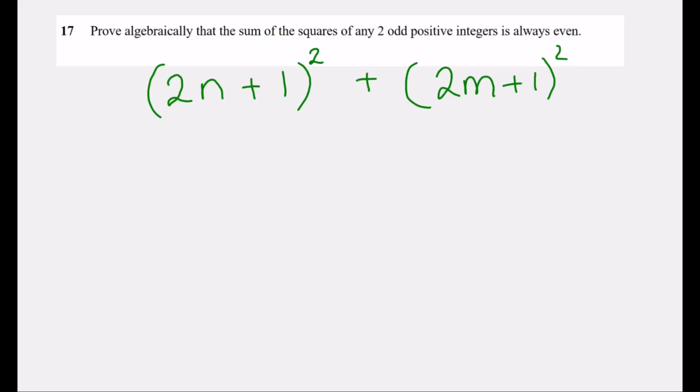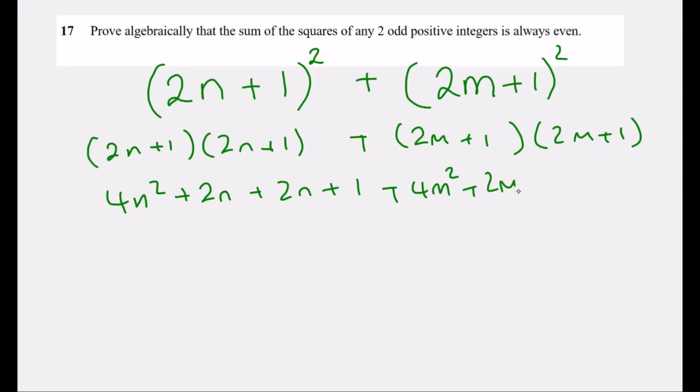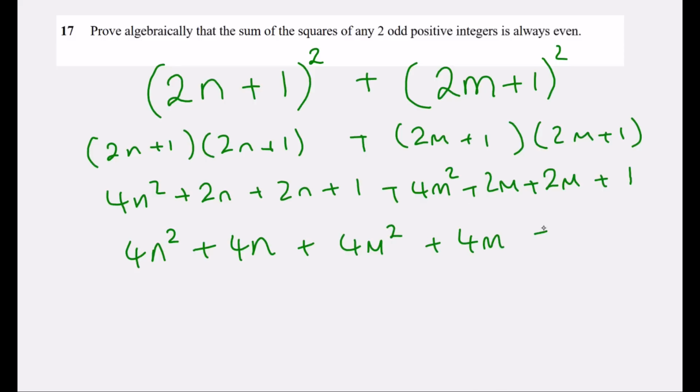So we're just going to expand these brackets. So 2n plus 1 times 2n plus 1. And we're going to add it on to 2m plus 1 times 2m plus 1. So 2n times 2n is 4n squared. 2n times 1 is 2n. 1 times 2n is 2n. And 1 times 1 is 1. 2m times 2m is 4m squared. 2m times 1 is 2m. 1 times 2m is 2m. And 1 times 1 is 1. So if we collect the like terms, we've got 4n squared plus 4n plus 4m squared plus 4m plus 2.